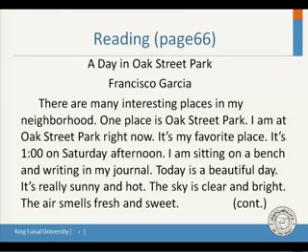Now, the reading passage in this lecture is a little bit longer than the passage in the previous lectures. The title is A Day in Oak Street Park by Francisco Garcia. Francisco is writing about a park. He is describing this park. Let's read the slides together, and then we will discuss everything in detail.